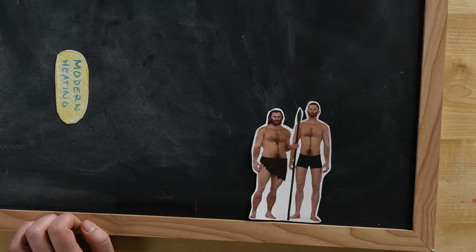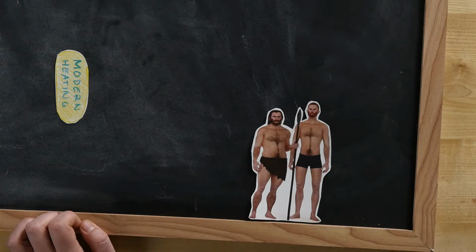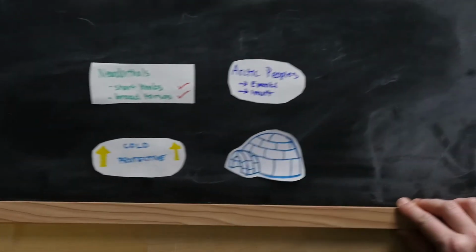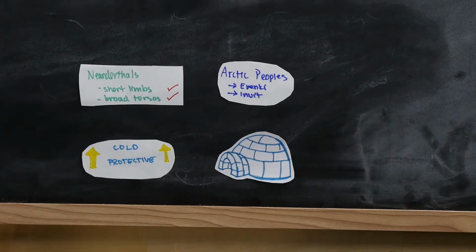Not only do we see shorter limbs and larger torsos in Neanderthals, but we also observe them in modern human groups that live in cold climates. These include the Inuit and the Evenki, who live in Arctic and subarctic regions. However, the Evenki and Inuit people probably have better technology now than Neanderthals did over 40,000 years ago.